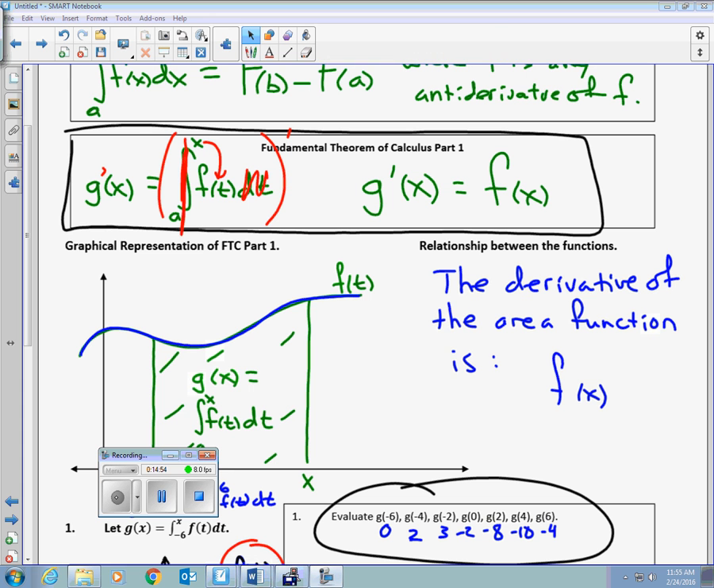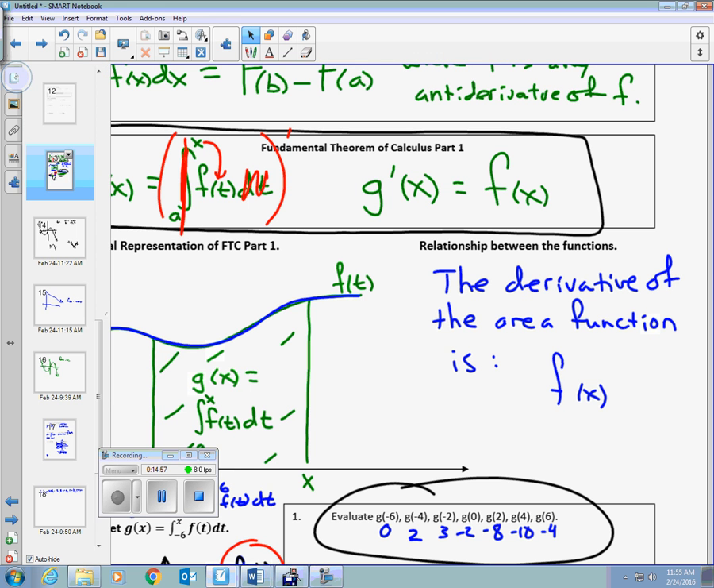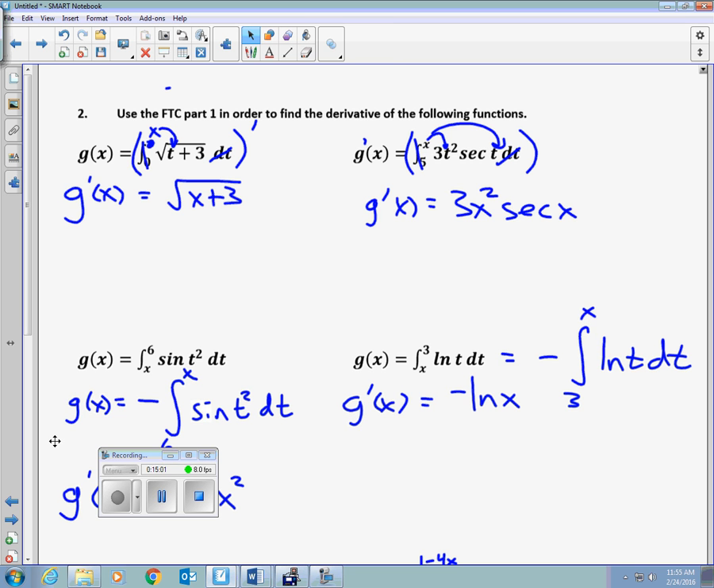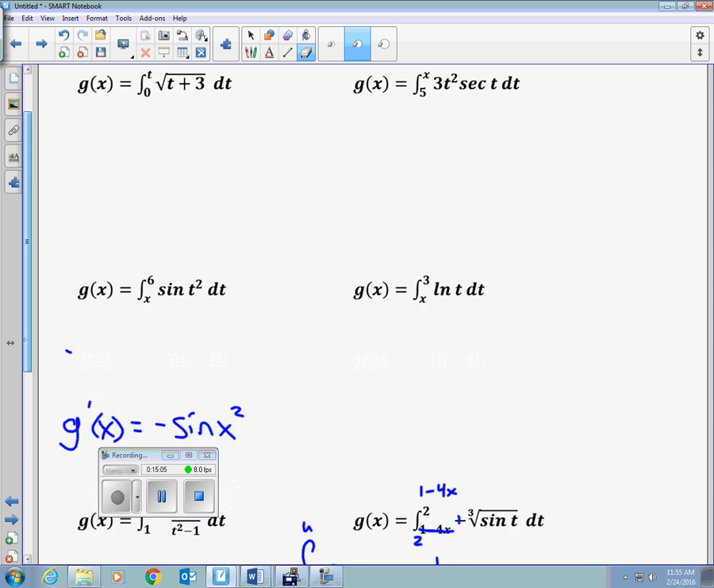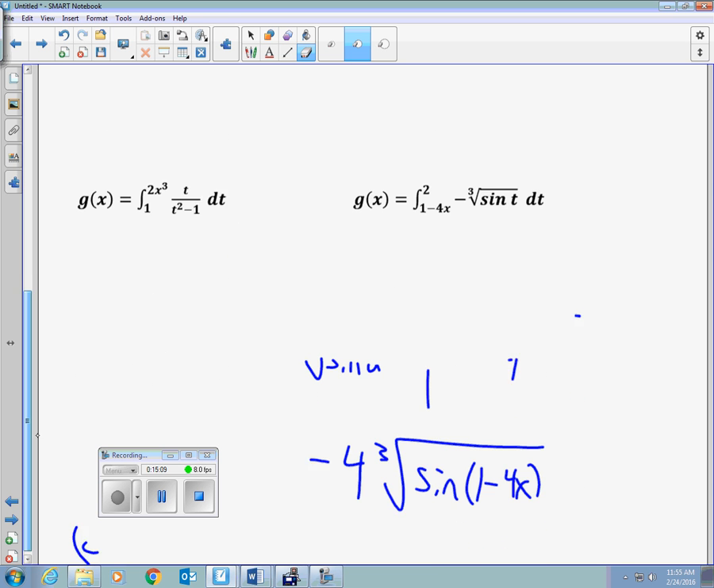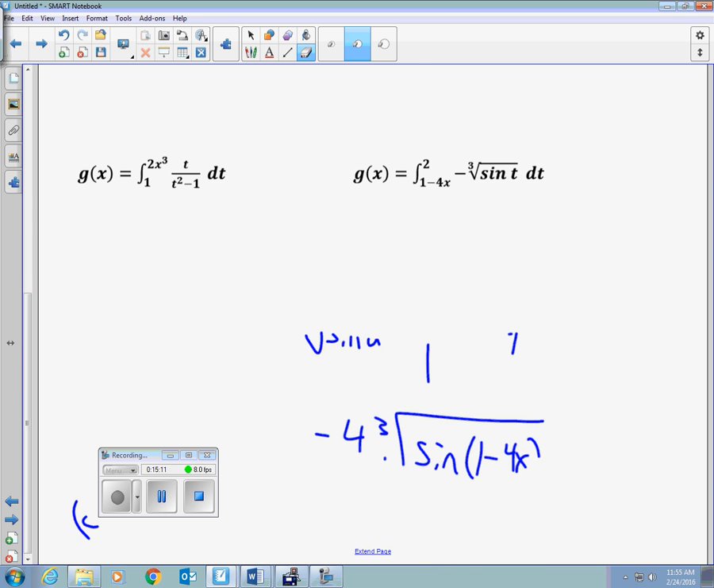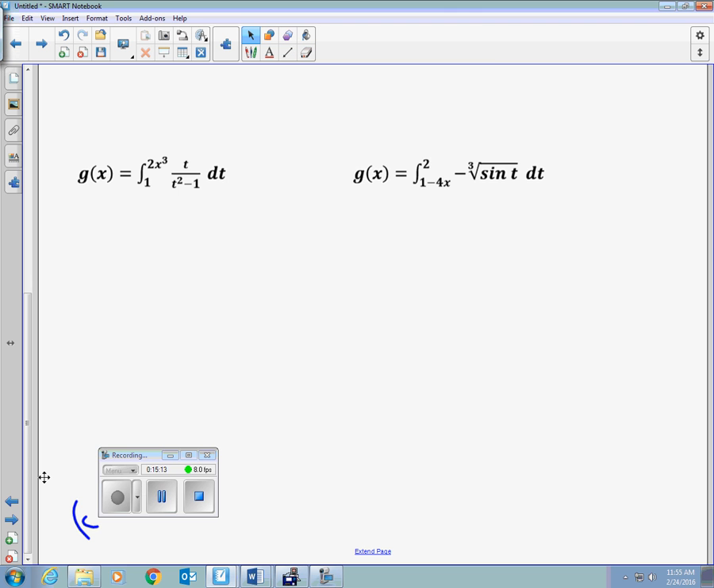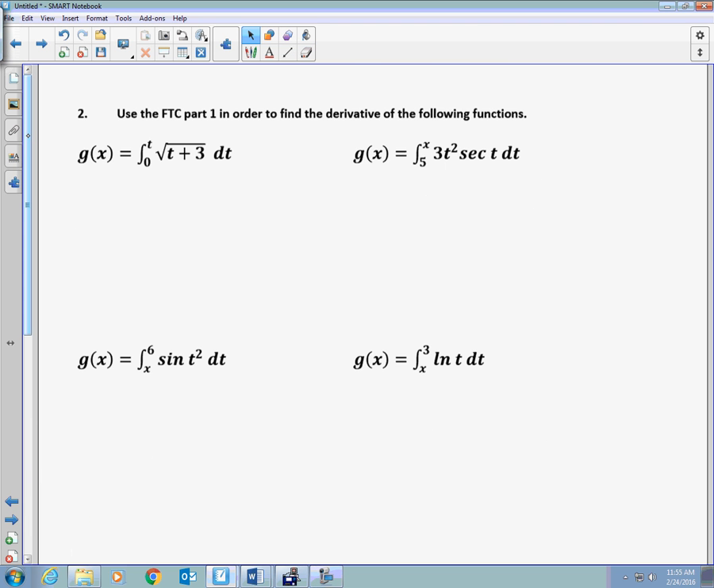Okay, so we talked about what disappears when you take that derivative. So I moved to this page. Let's drive through these problems. What we want to do is use the fundamental theorem of calculus part 1 to take derivatives of these area functions, or derivatives of the integrals. And here we go. We're going to change this letter. Instead of t, it's x.